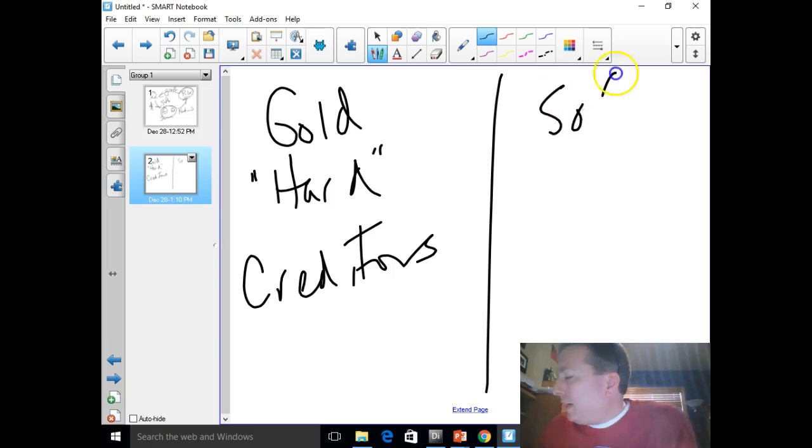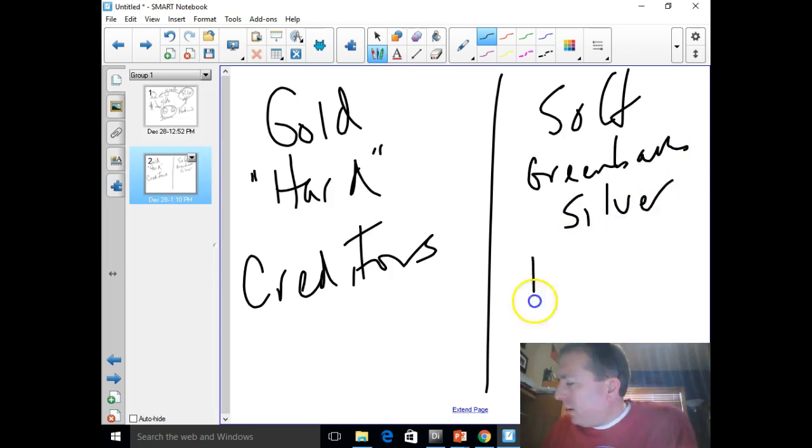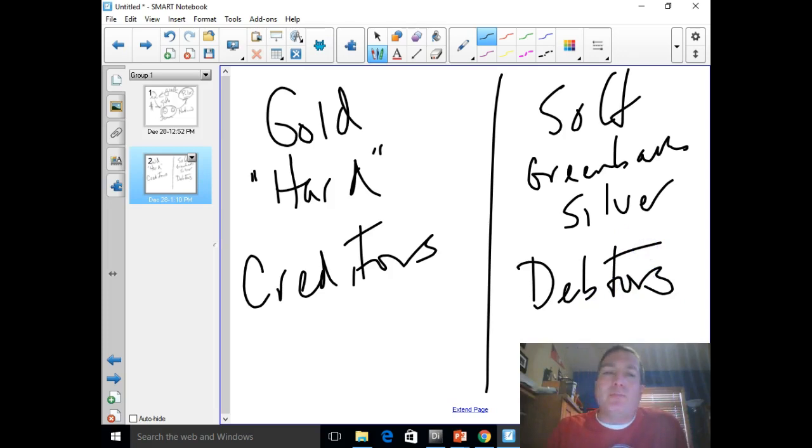Meanwhile, you've got people who are engaging in soft money, and whether it's greenbacks or silver, these are typically your debtors. And these are people who want to get as much money in circulation as possible so that they're able to pay back their loans with greenbacks or silver, because what will happen is if we inflate the money supply, in this situation, prices will go up. Farmers will make more money. People will get more in wages. It'll make it easier to pay back the debts that they have built up.